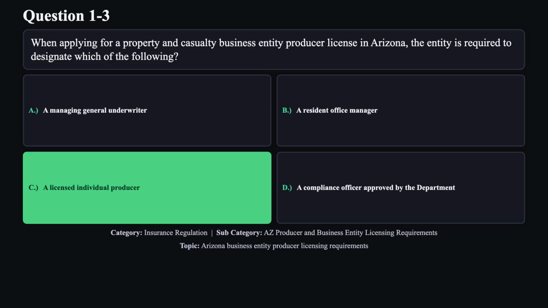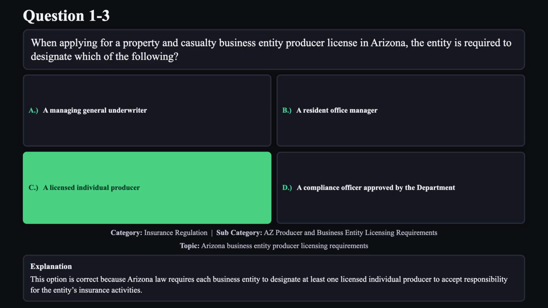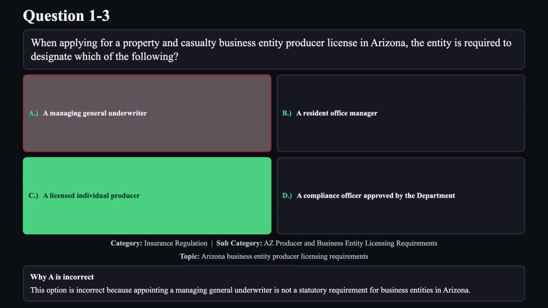The correct answer is C. This option is correct because Arizona law requires each business entity to designate at least one licensed individual producer to accept responsibility for the entity's insurance activities. Reason A is not correct. This option is incorrect because appointing a managing general underwriter is not a statutory requirement for business entities in Arizona.